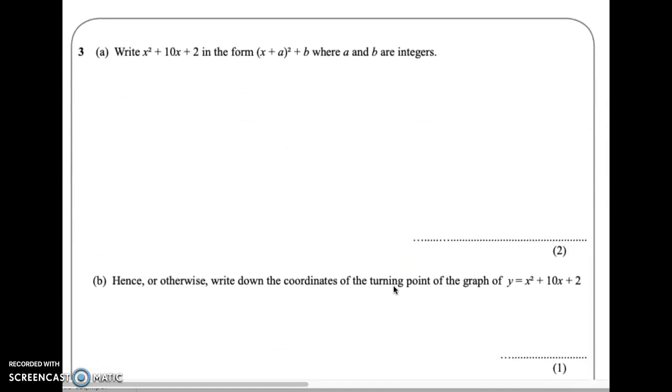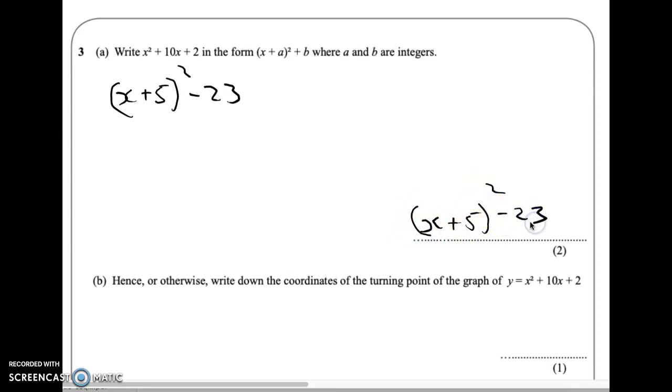Question 3. x squared plus 10x plus 2 in the form (x plus a) squared plus b. So we halve this 10, 5, so we've got (x plus 5) squared. When we expand that out, you're going to get x squared plus 10x plus 25. 5 times 5 is 25, but we only want 2, so we need to take away 23. So there we go, (x plus 5) squared minus 23.